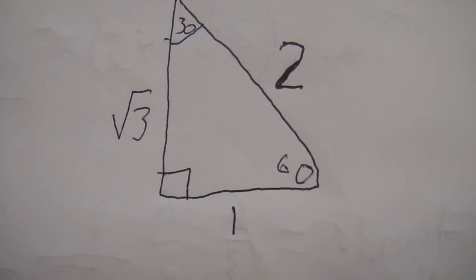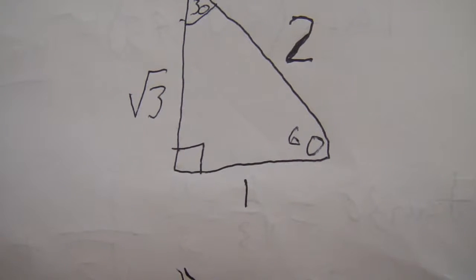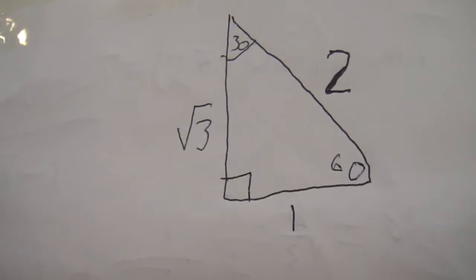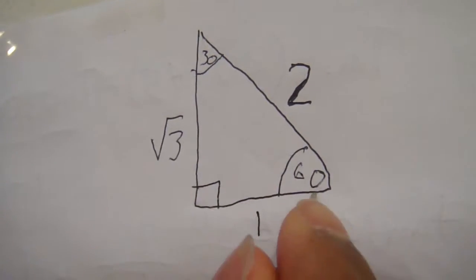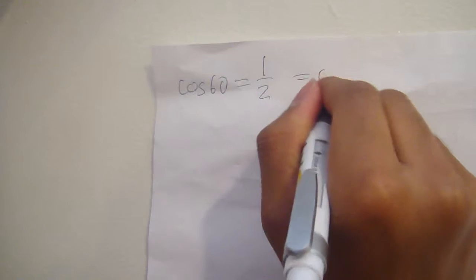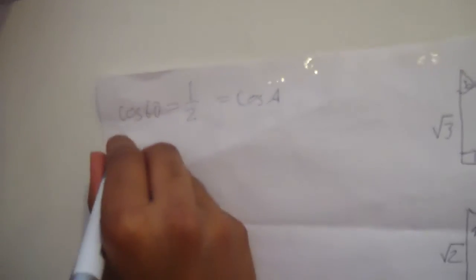Alright, so cos of A is 60 degrees. So now let's look at our 60-degree triangle. And what is the cosine of 60? Since cos is adjacent over hypotenuse, cosine of 60 would be adjacent 1 over hypotenuse 2. So it's equal to 1/2. And this is cos of A. Now, cos of B, which is also cos of 45.